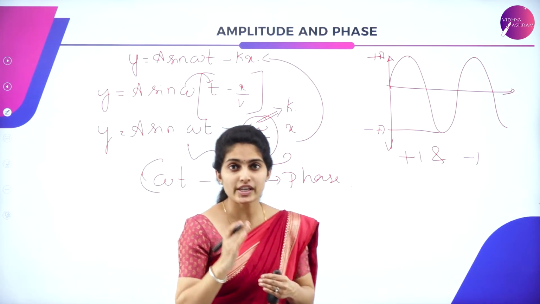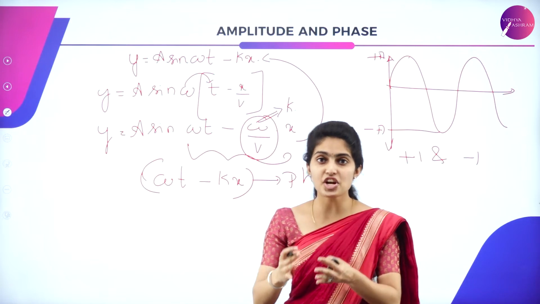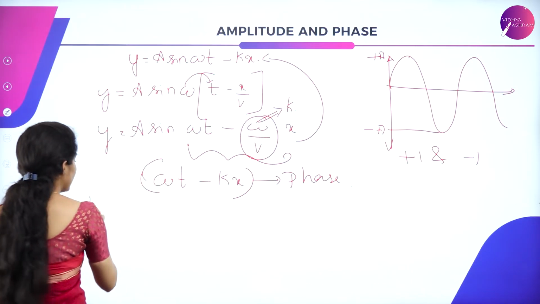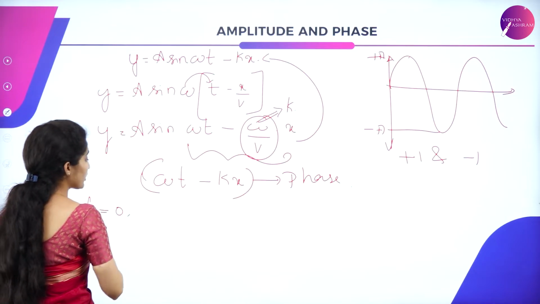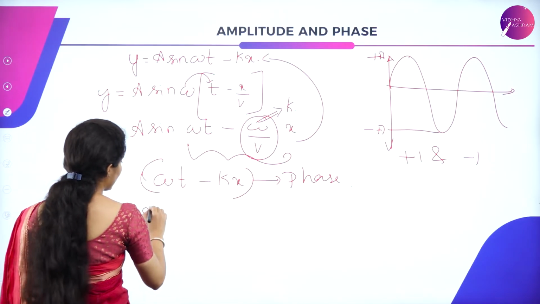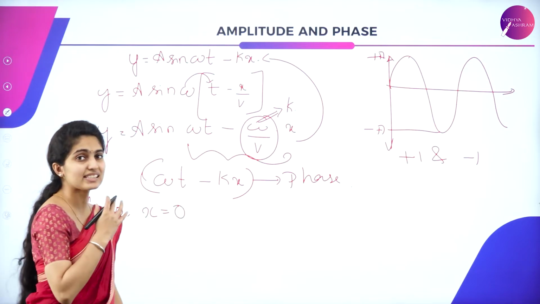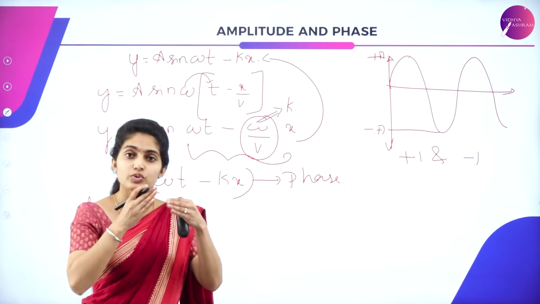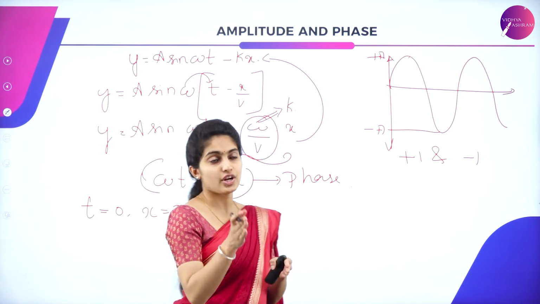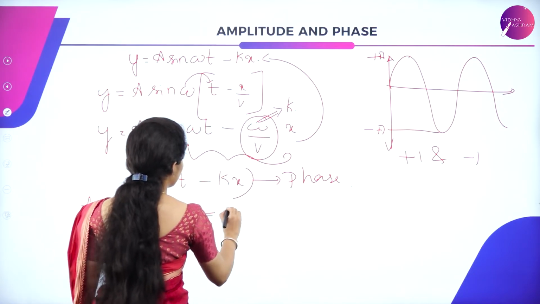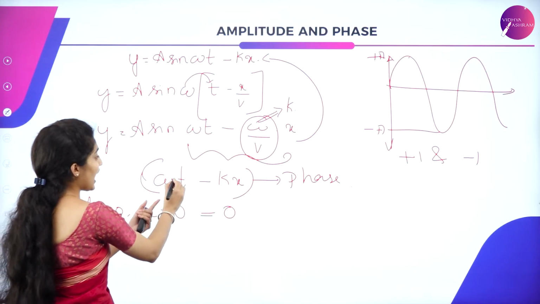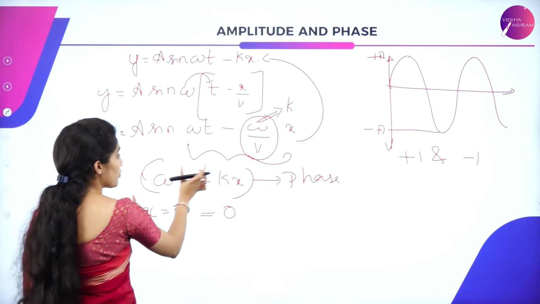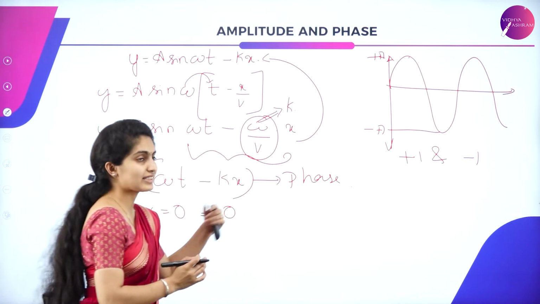So at the initial condition, that is when t is equal to 0, what happens to the displacement? x also becomes 0. When t is equal to 0 and x is equal to 0, what happens to the initial phase? Initial phase becomes 0, because when time is 0, its displacement is 0. So both terms become 0, so phase is said to be 0.